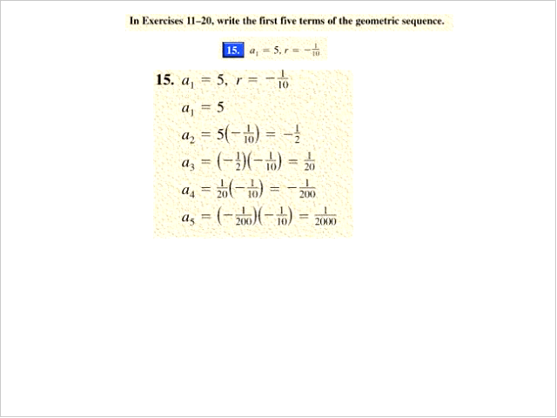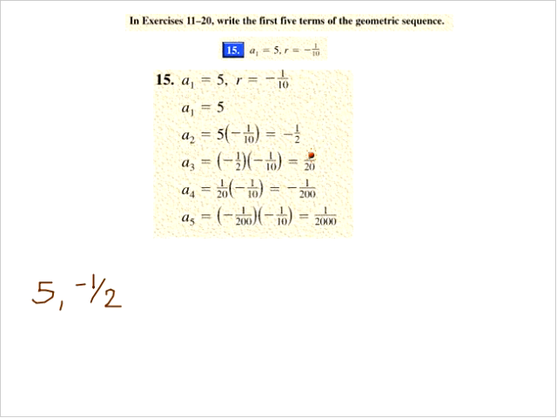All right, for the next one, we're going to find the first 5 terms of a geometric sequence. That just means we take the first term and we multiply by that ratio. So the first term is 5, and the ratio is -1/10. Let's multiply those. 5 times -1/10 is -1/2. So here's the first term. Second term is -1/2. So we take that -1/2 and we multiply by the ratio.